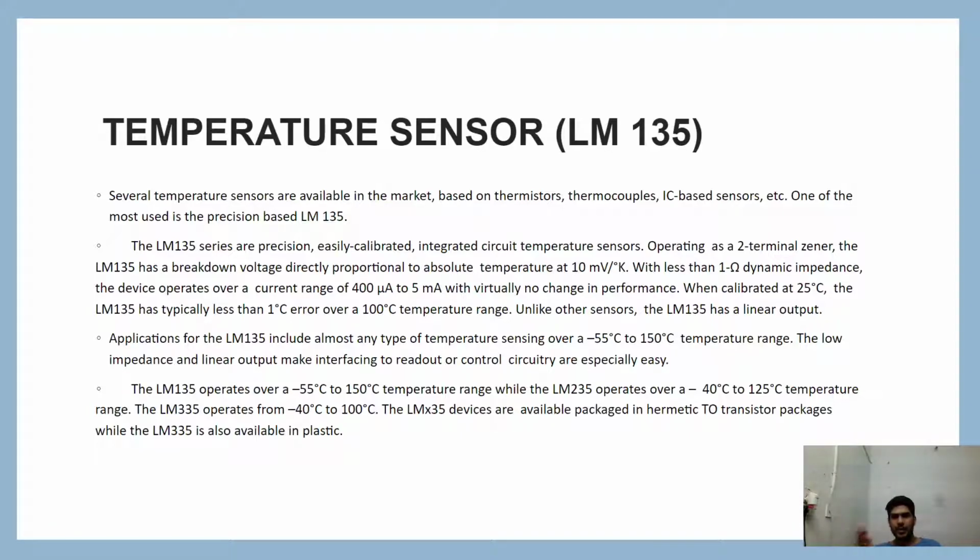And some other benefits of the LM135: it has very low dynamic impedance, so the device operates over a current range of 400 microamperes to 5 milliamperes with no change in performance. So we have this huge range of usage over current, and there is hardly any performance change, which is very, very crucial when we are looking into a sensor. And therefore the LM135 is a very appropriate choice for this particular endeavor. And I talked about how it has a linear output. The voltage is directly proportional to temperature on the Kelvin scale.